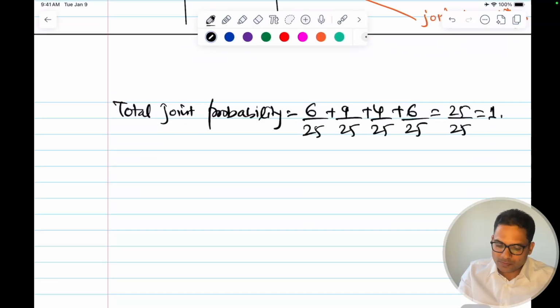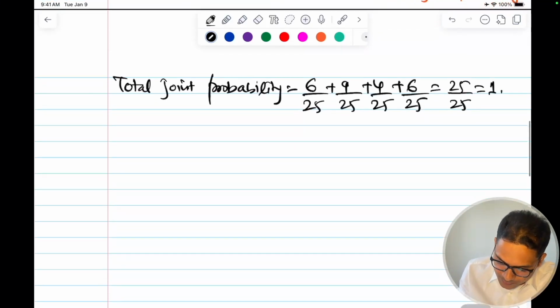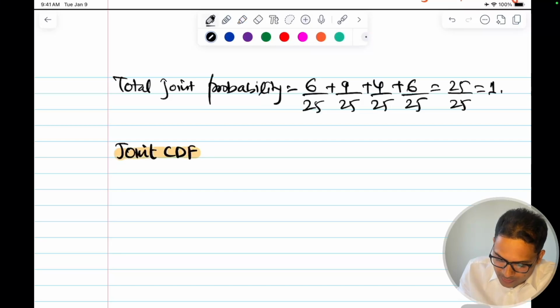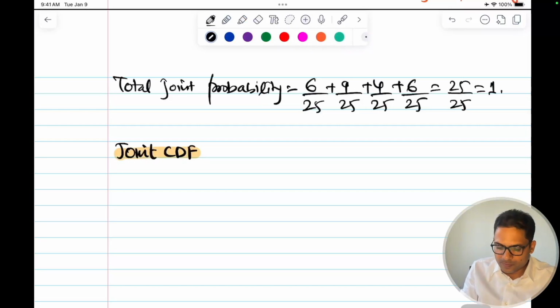Now, again we'll define the CDF, PMF and PDF. Okay, so what will be the joint CDF? What will be the formula? How do we give this? So joint CDF is given by F of x comma y. This means x and y, the CDF of x and y.